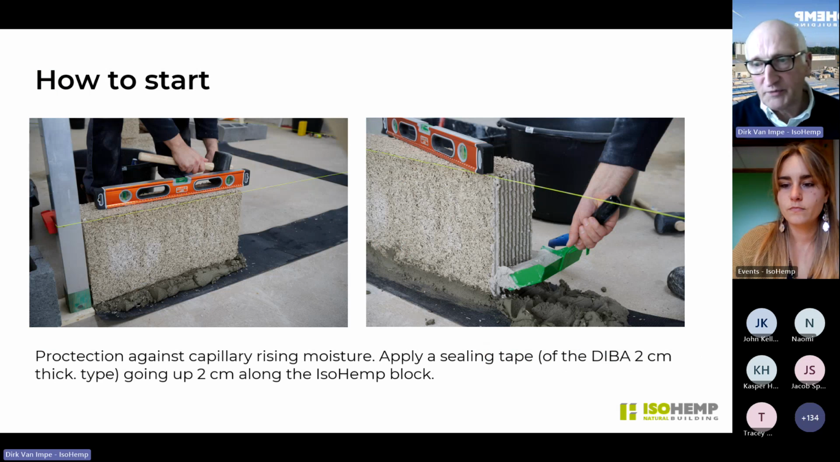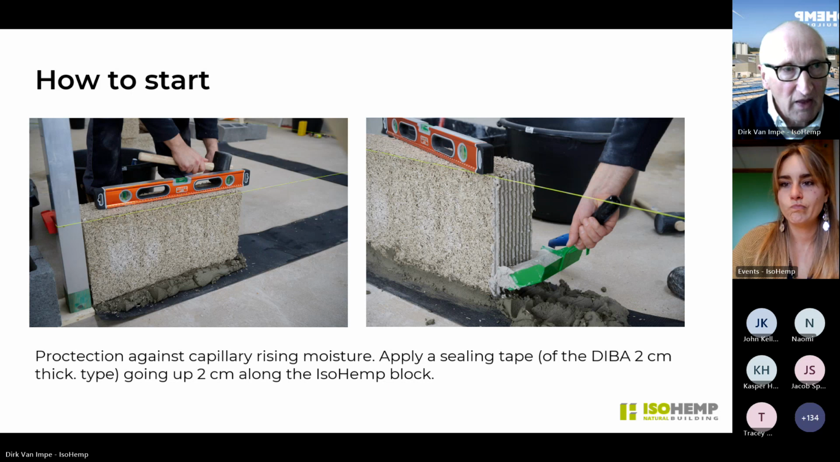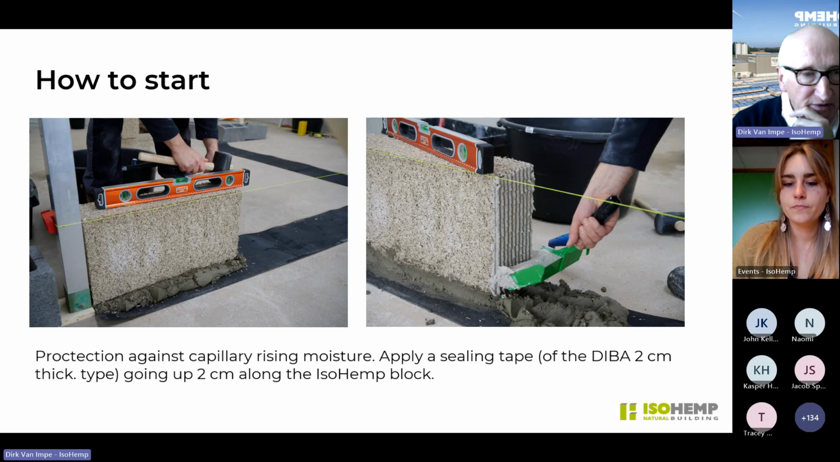So we jump into more practice. How do you work with the blocks? Now I came to explain the properties, but it's also nice to know how you make a wall. It's a masonry system. To start, there's one thing you have to take care of. The block has to be protected against capillary rising moisture. You can apply a sealing tape, DIBA, and go up 2 centimeters.